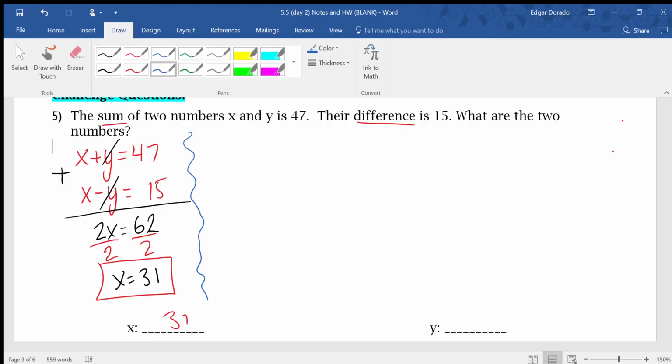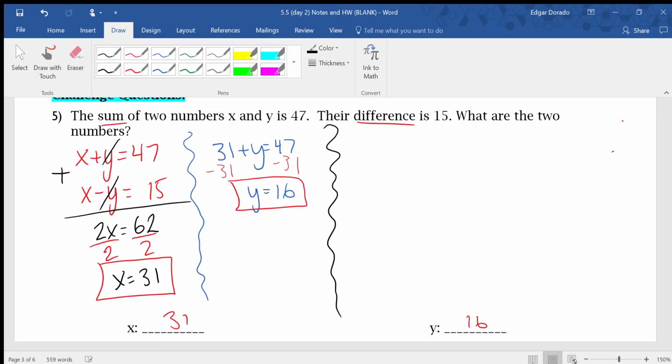So I'm going to substitute that back into one of my equations. I'm going to use the top one. So 31 plus y equals 47. Subtract the 31. You get y equals 16. And that is my answer for here. So 31 and 16. And because these numbers are really simple, why don't we actually test those two out?